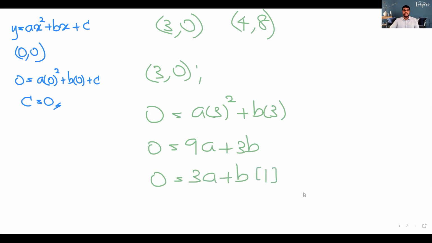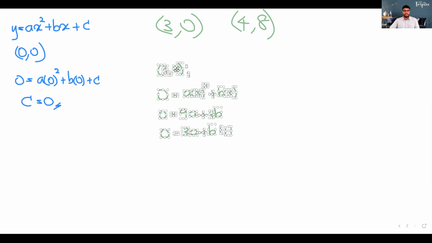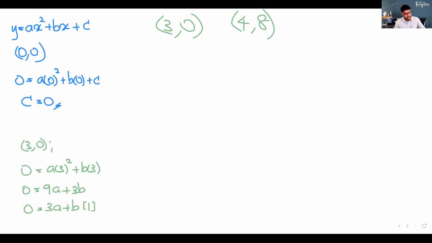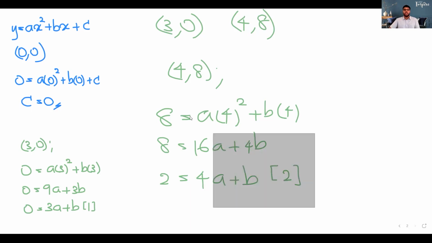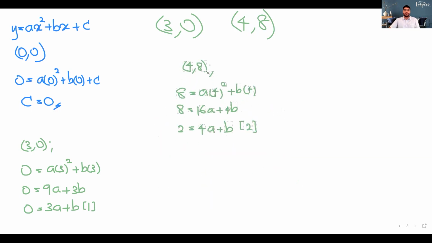Then children will take the second point, 4 comma 8. So 8 is the y value and a times 4 squared plus b times 4. That gives us 8 equals 16a plus 4b. Again, to simplify it, I'll divide everything by 4. So 8 divided by 4 is 2, 16 divided by 4 is 4, and 4 divided by 4 is 1. This is my second equation. So now I have two simultaneous equations that I can work with.